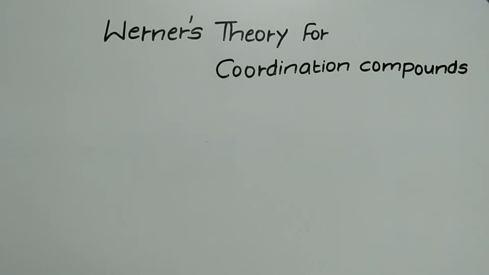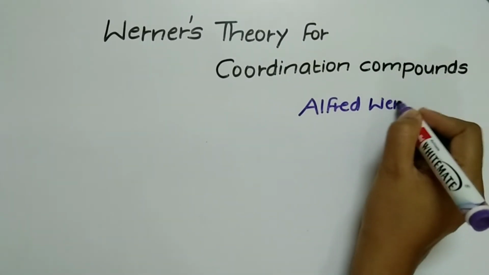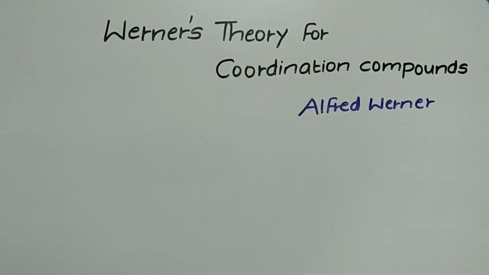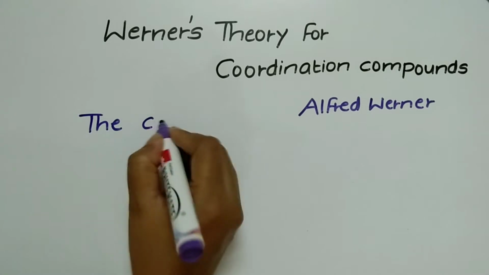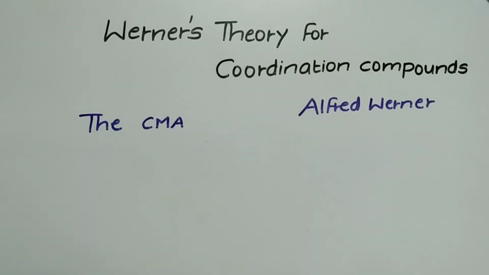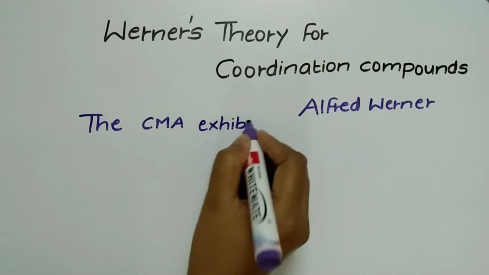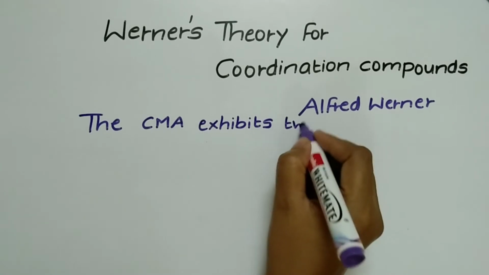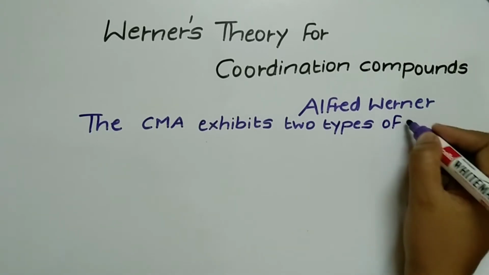We'll discuss Werner's theory for coordination compounds. Alfred Werner was the first person to explain coordination compounds. The postulates of his theory: the central metal atom, which we also write as CMA, exhibits two types of valencies.